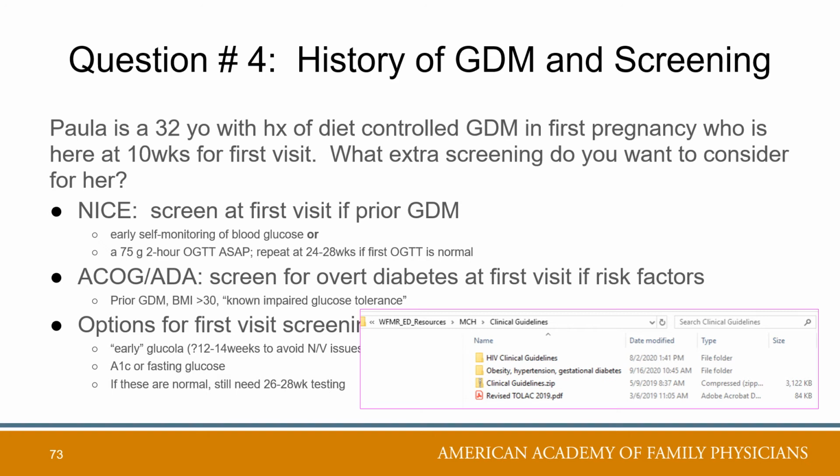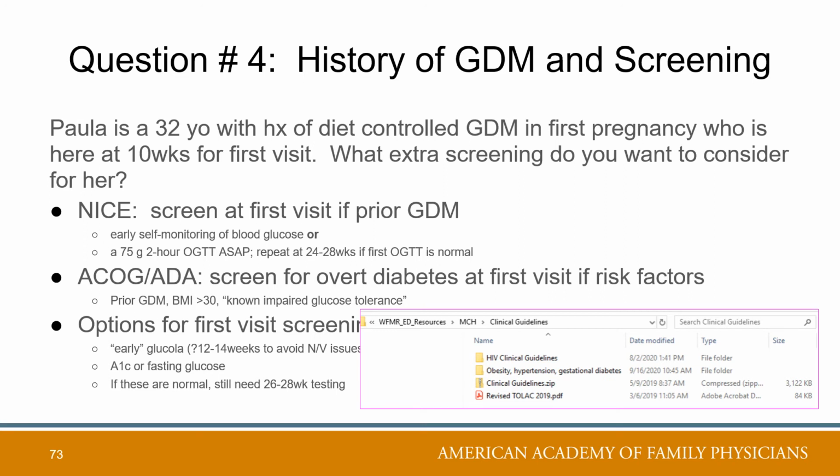So if you use the NICE guidelines, you would screen at the first visit for diabetes if there's a prior history of gestational diabetes. You would think about an early self-monitoring of blood glucose, a 75-gram 2-hour oral glucola test, and then repeating that testing at 24 to 28 weeks if the first testing was normal. Now, the ACOG and ADA guidelines are different.